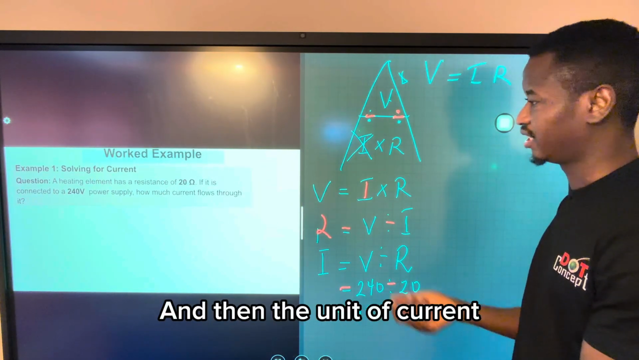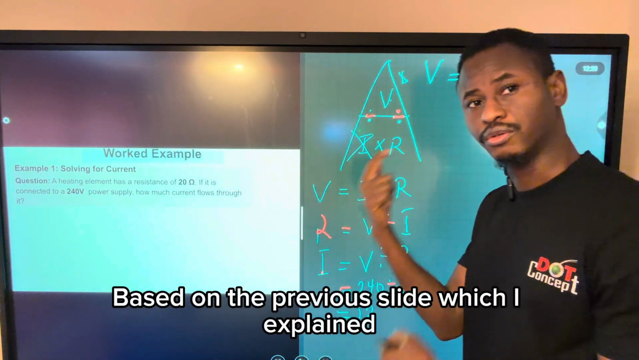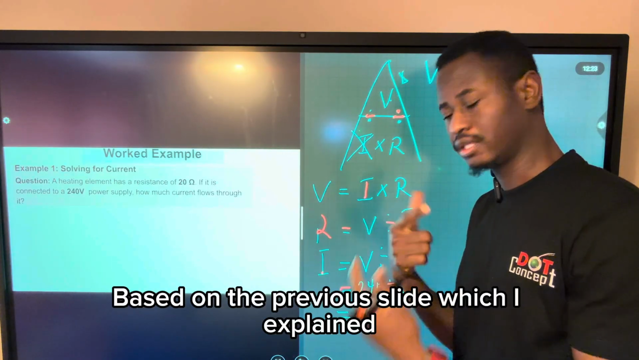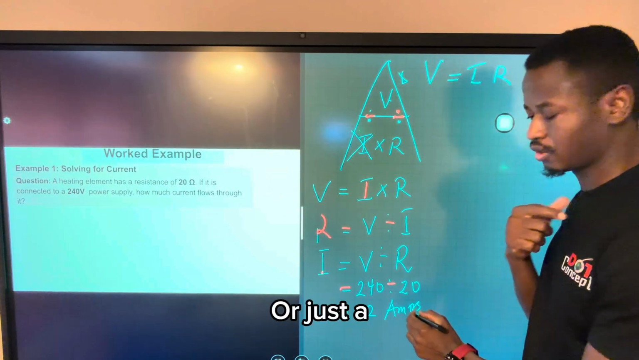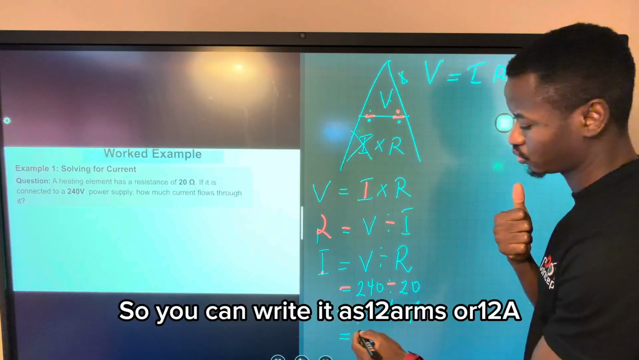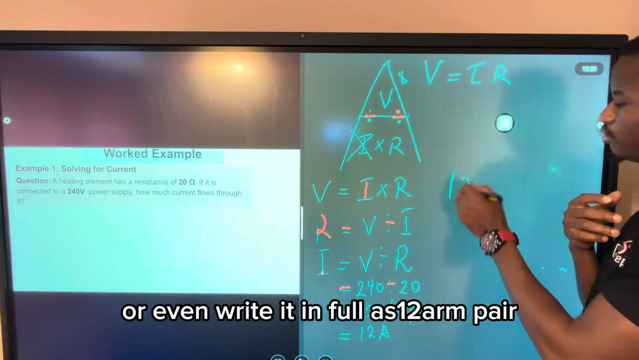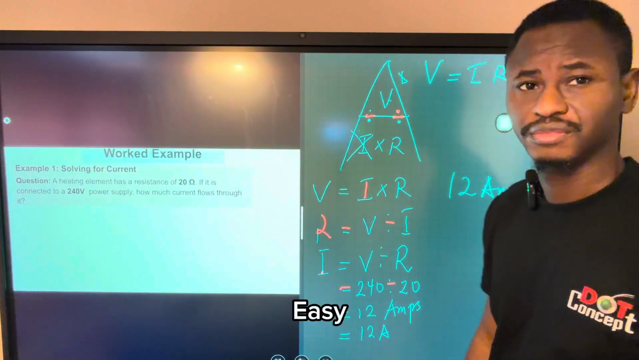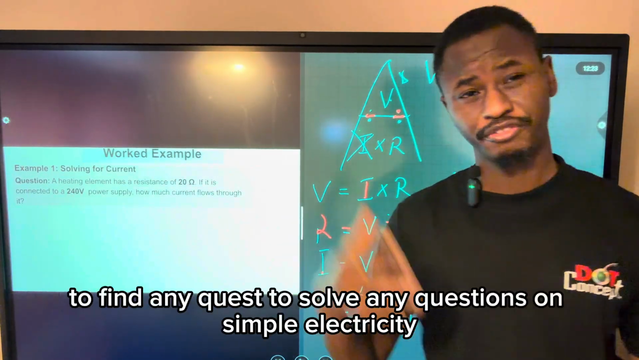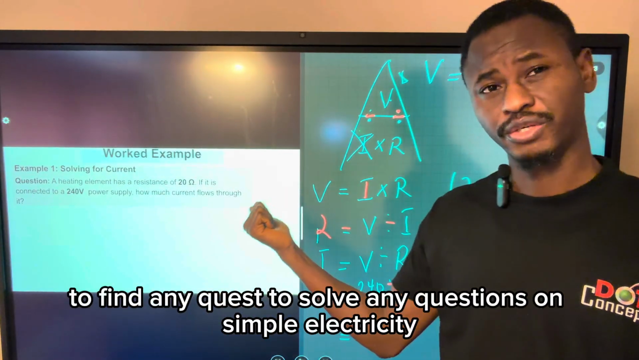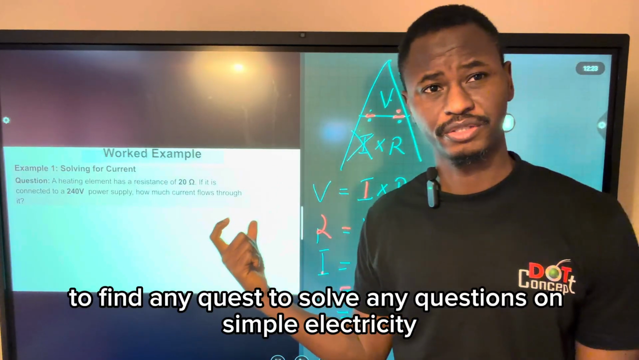Easy. And then the unit of current, based on the previous slide which I explained, is amps or just A. So you can write it as 12 amps or 12 A, or even write it in full as 12 ampere. Easy. That is how to rearrange and solve questions on simple electricity.